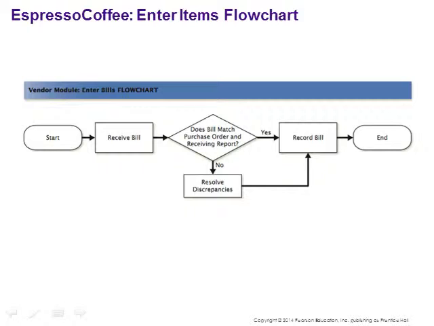And then I asked, well, what is the decision point here? And I'm hoping that you answered, it's the diamond-shaped symbol: does bill match purchase order and receiving report? And if no, we have to resolve discrepancies, and if yes, we record the bill.